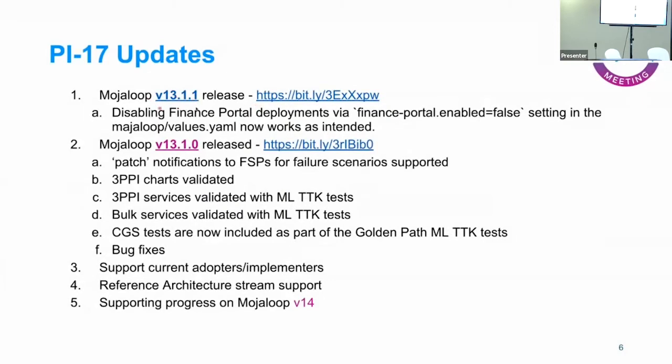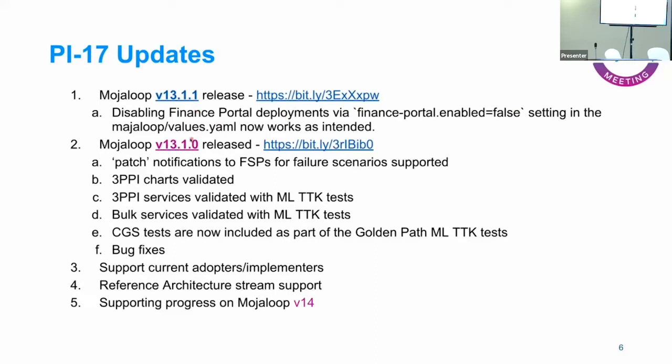Starting off with 13.1.1, which is a patch release, and this was purely introduced to fix an issue which allowed one to disable finance portal deployments via this flag that you see on screen. Previously, when you would set this in the values YAML, it would still deploy the finance portal regardless. So at least that's been fixed, very minor release, nothing serious about it.